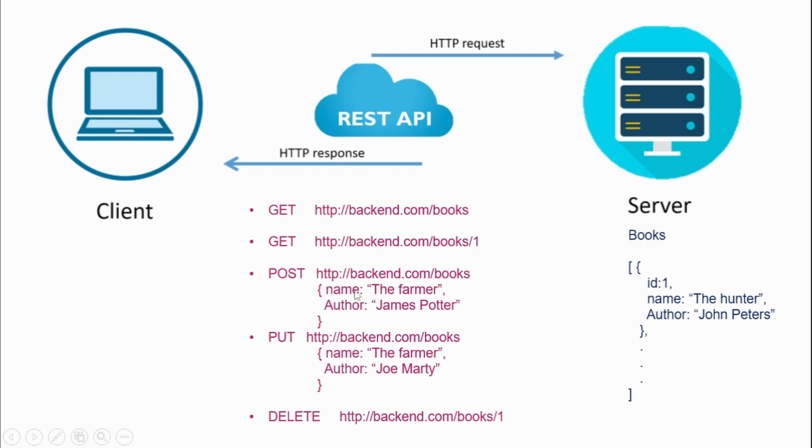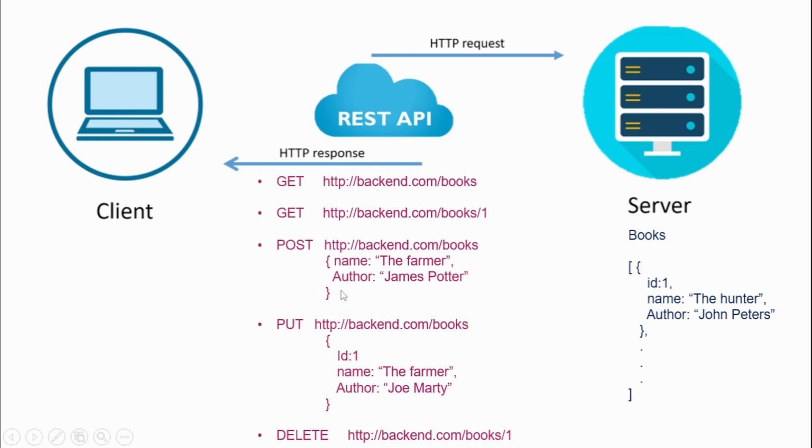So you see, in this case, you're saying you want to add a book with the name Farmer and an author, James Potter. So it's going to add this book and save it in your backend as well. Then you have the put, which is used when you want to modify a particular item. In this case, we're making a put to modify the book with the ID 1, which is the first book.